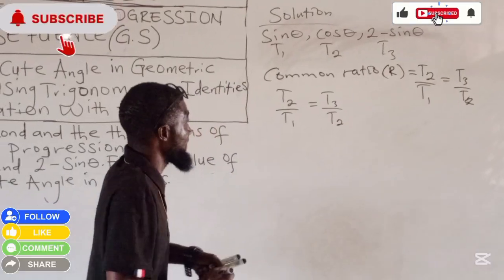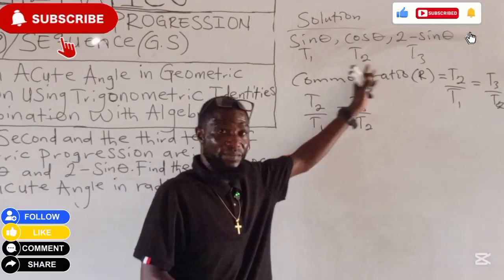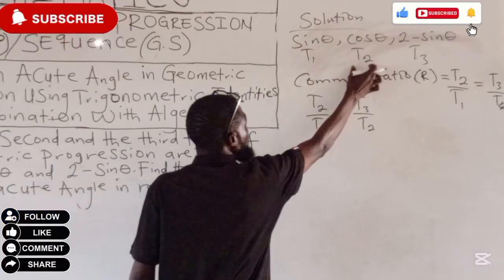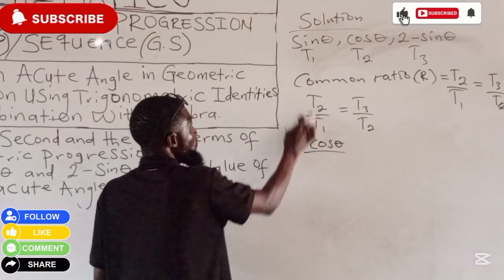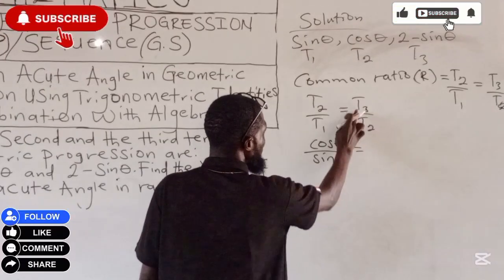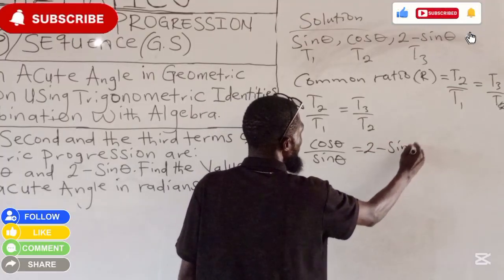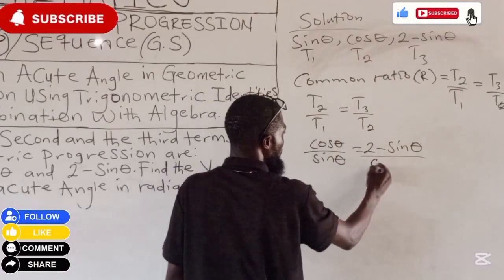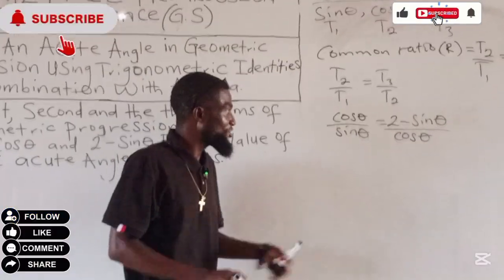Remember, this is the mathematical formula I'll be using to solve our problem on our first term, our second term, and our third term. We already have the values. T2, which is the second term, represents cos theta, over T1, which represents the first term, sin theta, will just be equal to T3, the third term, which is 2 minus sin theta, over the second term, T2, which is cos theta.